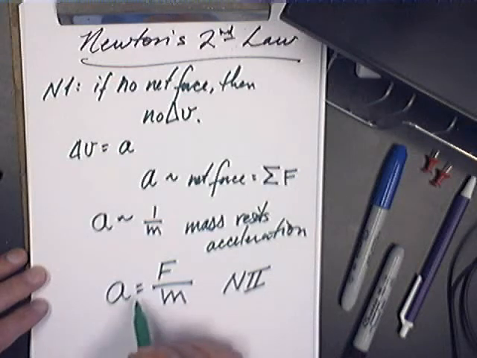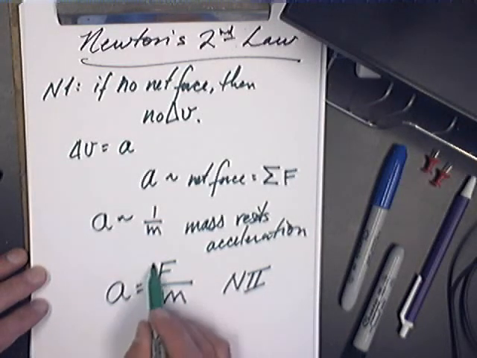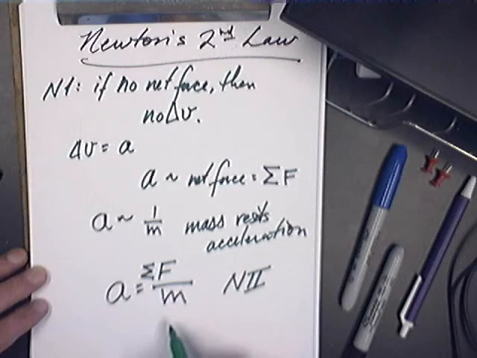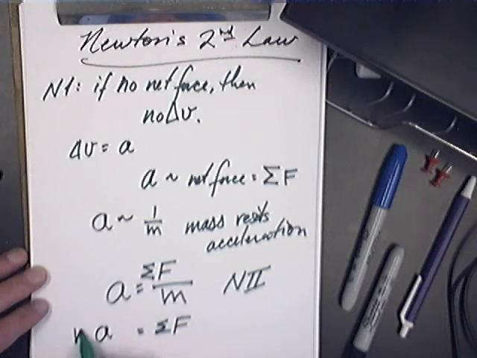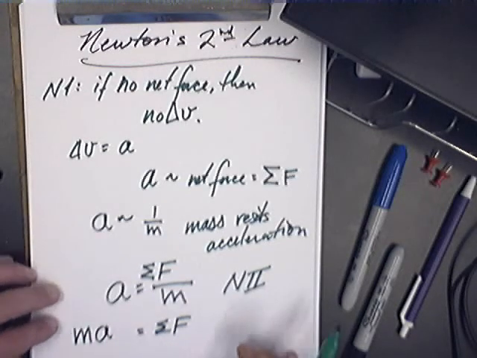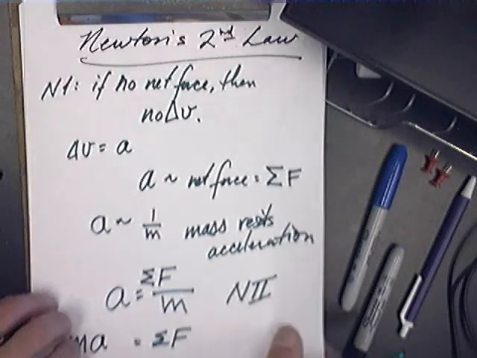Now, if we do a little bit of algebra magic. Whoops, forgot my little sum symbol. Do a little algebra magic, and this means the sum of the forces on an object will equal the acceleration times mass. So now, let's take a look at what that means.